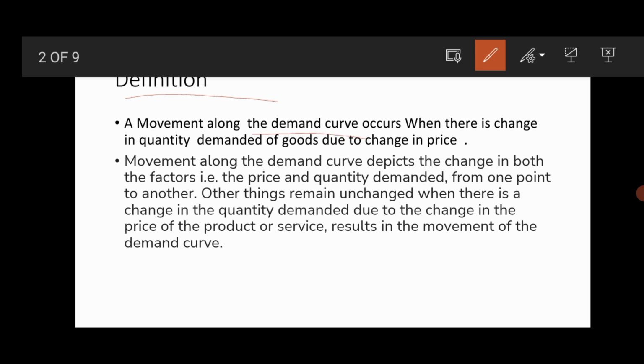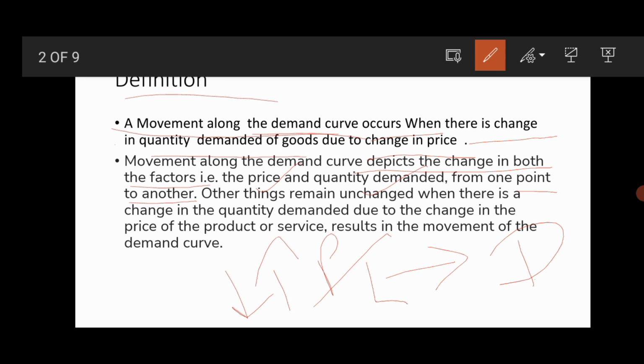Movement along the demand curve occurs when there is a change in quantity demanded of goods due to a change in price. When the price increases or decreases, there will be a change in the demand. So that was explained by movement along the demand curve. It depicts the change in both factors. It shows the change that takes place in two factors, that is price and quantity demanded, from one point to another. Whatever changes take place with the price and quantity demanded, that was explained here.